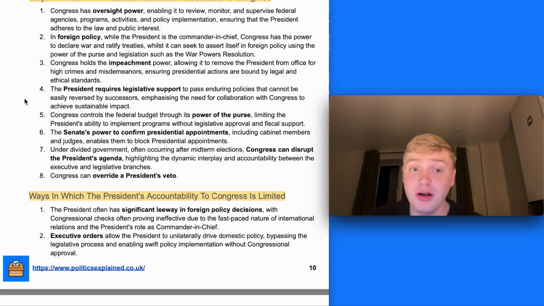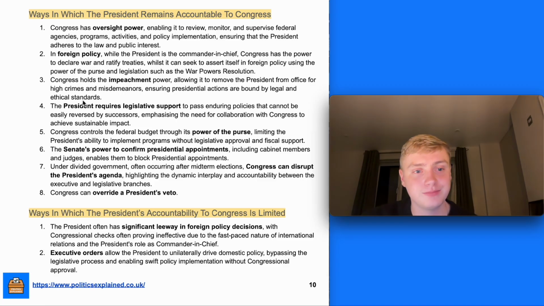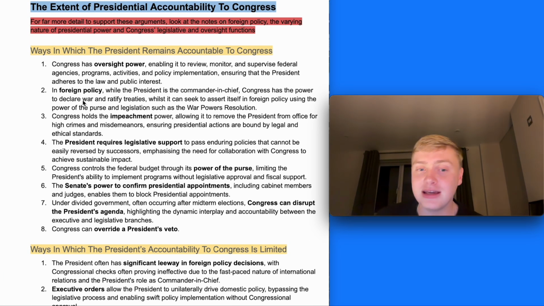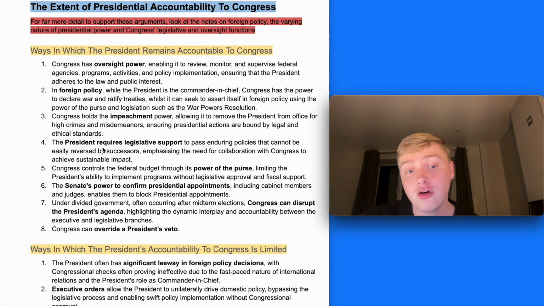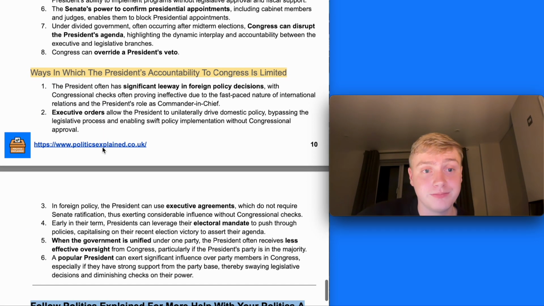Congress controls the federal budget through its power of the purse. The Senate's power to confirm presidential appointments, including for Supreme Court justices and cabinet appointments, enables them to block them. It can be argued that this is a key way that the president is accountable to Congress. Under a divided government, often occurring after midterms, Congress can disrupt the president's agenda, highlighting the dynamic interplay and accountability between the executive and legislative branches, and the fact that the president remains very much accountable to Congress and that Congress can block the president's agenda. And Congress can also override a president's veto.